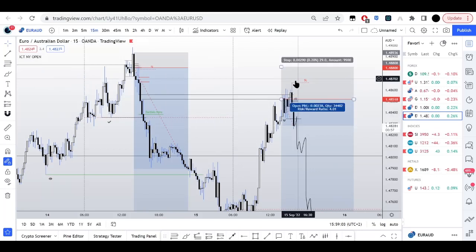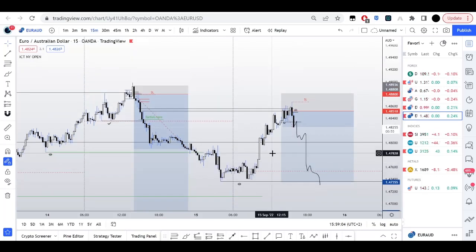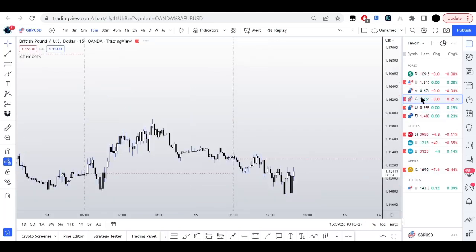So stop loss is above here. We should attack at least right here. Once we get here, I'm gonna go break even, and then see if we can deliver to the sell side liquidity pool that's been left during London and Asian range. Okay, let's go back to GU, see what's going on.